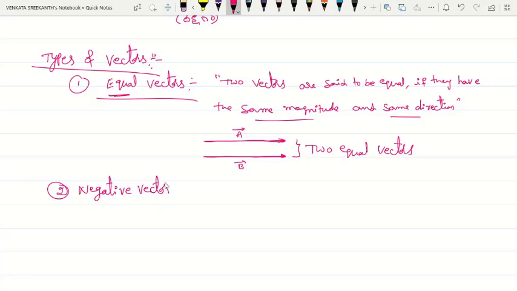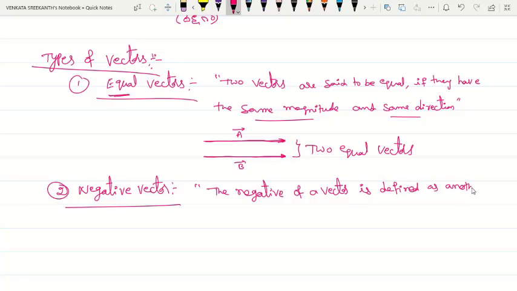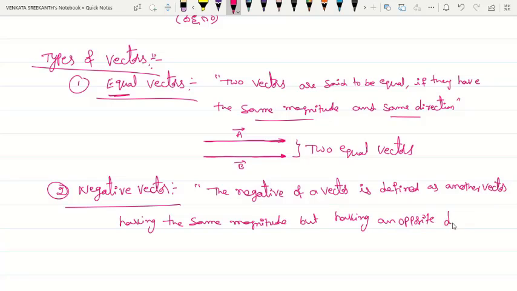Negative vector. The negative of a vector is defined as another vector having the same magnitude, but having an opposite direction. This is about the negative vector.